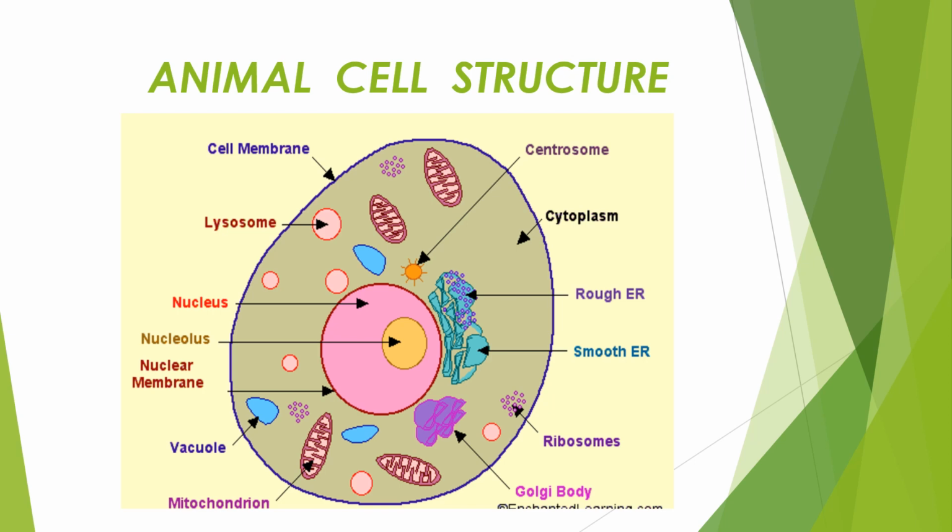Rough ER means rough endoplasmic reticulum. Smooth ER means smooth endoplasmic reticulum. Rough endoplasmic reticulum means endoplasmic reticulum studded with ribosomes. Smooth, that is, without ribosomes.